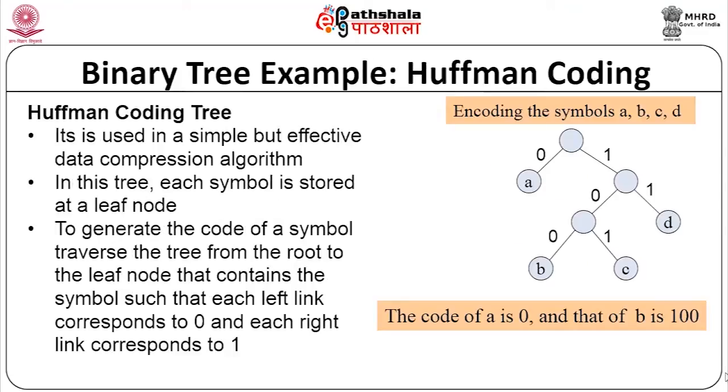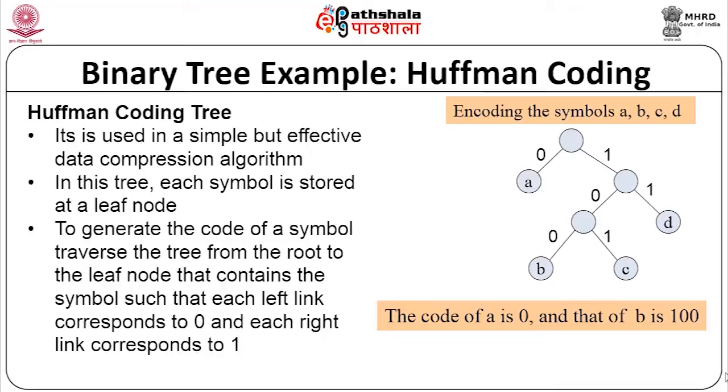Now, another example of a binary tree is Huffman coding. You will see as we go along, binary tree examples are very realistic and used in real time. The expression tree was used in compilers for evaluation and representation of expressions. Huffman coding is used in a simple but effective data compression algorithm, very important in computing. In this tree, each symbol is stored in a leaf node. There the operands were stored, here we are storing the symbols that we want to represent.